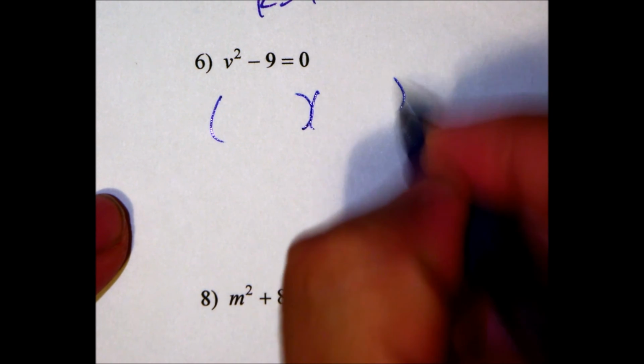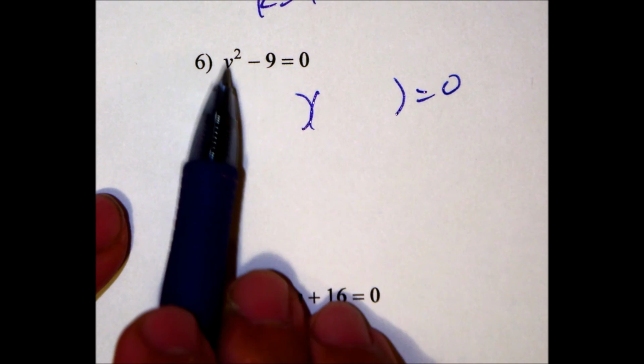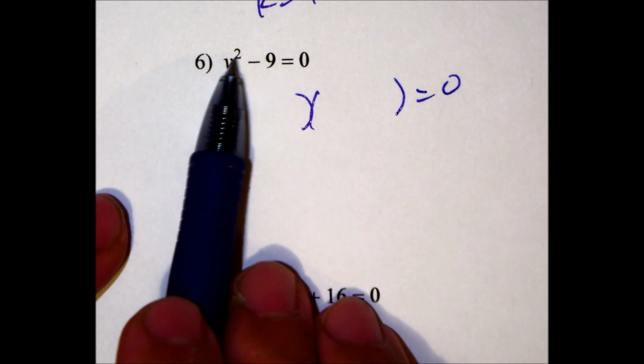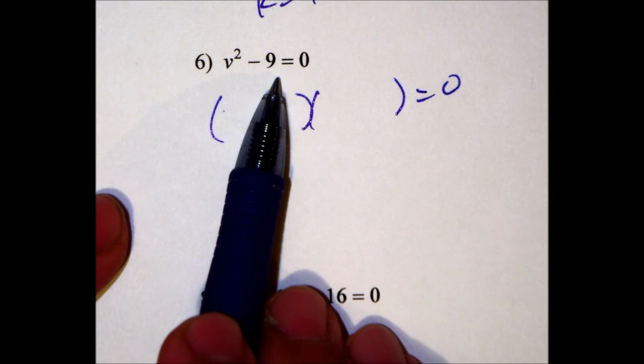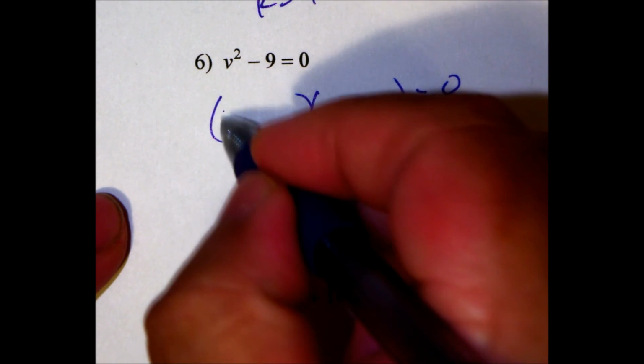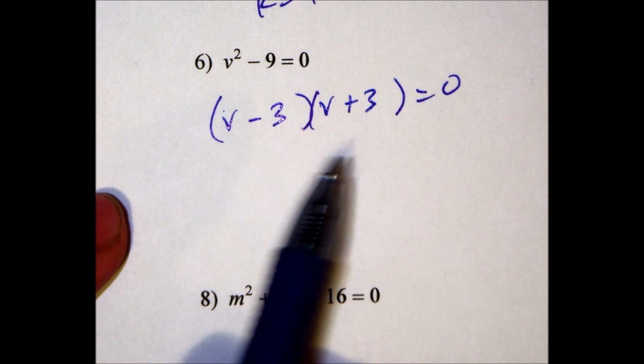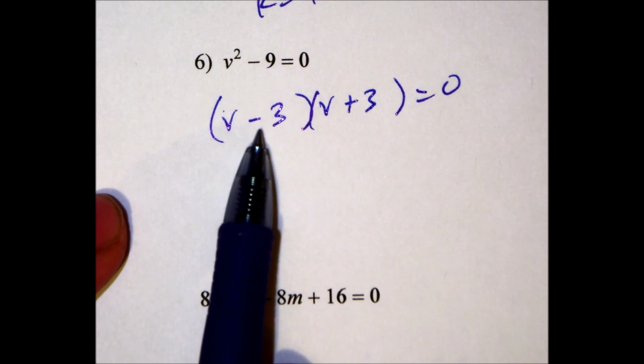There is no common factor here. There's a v squared, but there's no other v here. This is the difference of two squares. When you have a difference of two squares, what I mean is here, v squared is a perfect square, since an exponent of 2 makes a perfect square. 9 is a perfect square. Remember, 3 squared is 9. So that's what makes it a perfect square. So we just split that up: v minus 3, v plus 3. And this is just the rule.